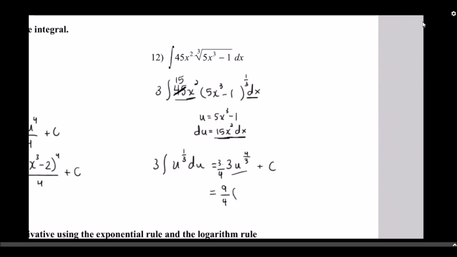Then we undo the u substitution. U was equal to 5x cubed minus 1, to the power of 4/3, plus c.